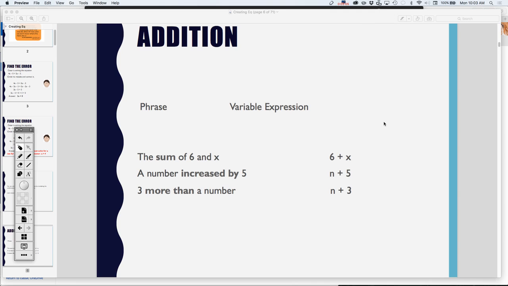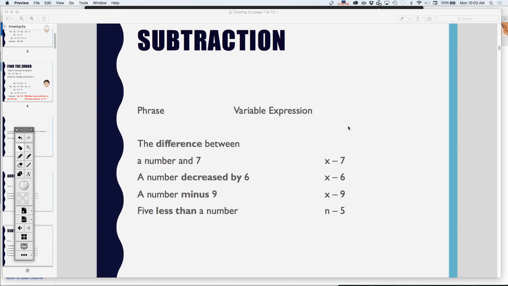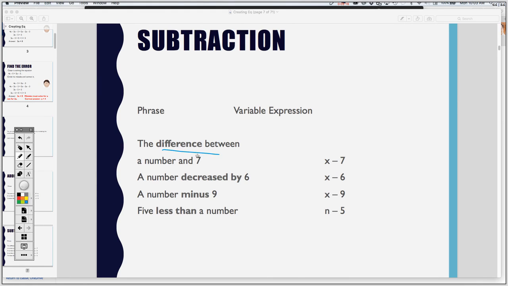Subtraction. Now take some notes on subtraction. So we have to write down difference. Difference between a number and 7. Decrease by, minus, less than.